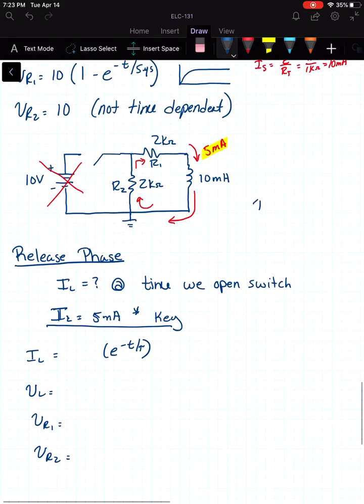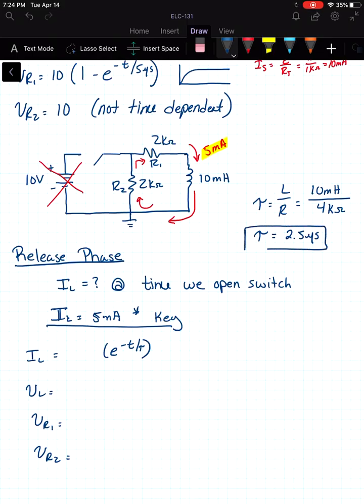Now we do need to find tau again, and in this case, again, it's L over R. In this case, we are actually going to use both of our resistors because they're in series. And again, I will let you know if I think it might be a little bit hard to figure out what resistance to use. I will tell you. Okay, so tau is 2.5 microseconds.